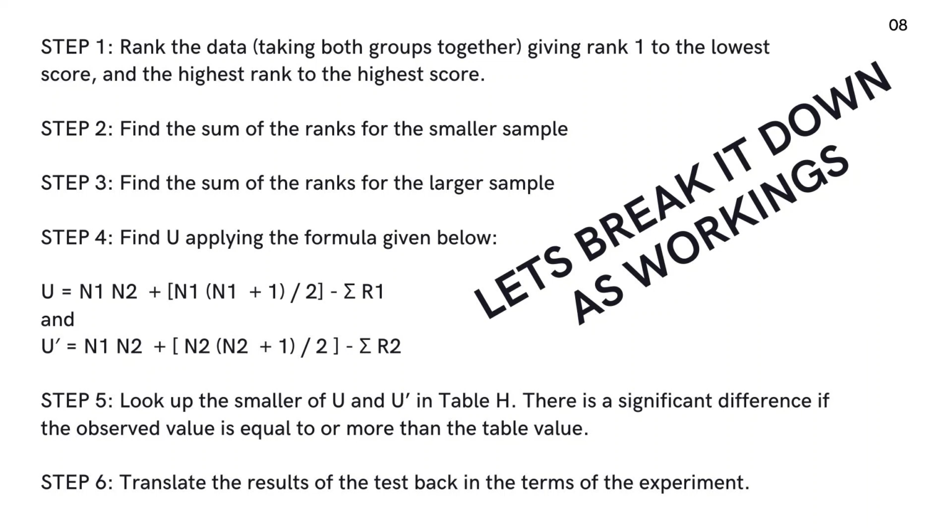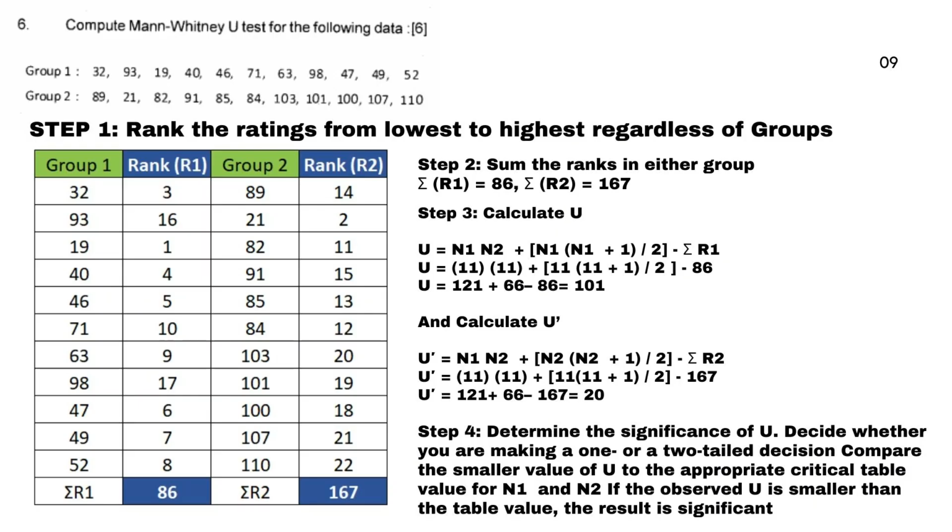Step 5 is to look up the smaller of U and U dash in the table. There is a significant difference if the observed value is equal to or more than the table value. Then we will come to the result: translate the results of the test back in terms of the experiment. So these are the 6 steps that you have to take while solving the Mann Whitney U test problem.